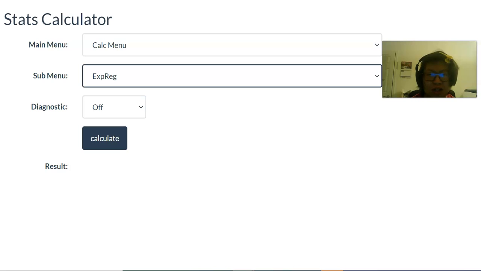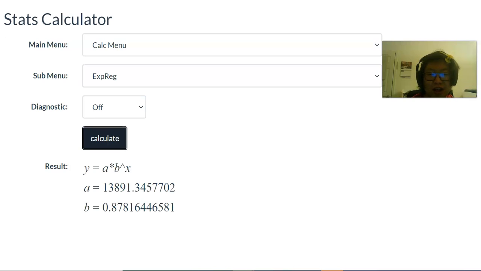You don't need to turn the diagnostic on. It will tell you a couple of statistic type things, but this is not a statistics course, so we don't have to worry about that. Let's click calculate, and here's our result. So here is the base form of our exponential form, a times b to the x. So when we're given these numbers here, these are what we should plug in to our problem from before.